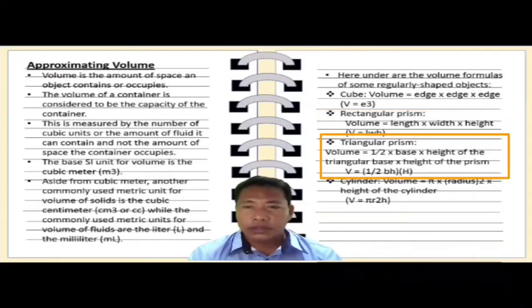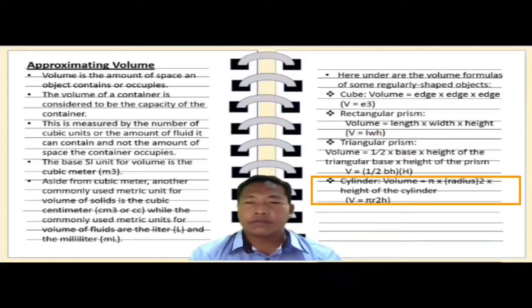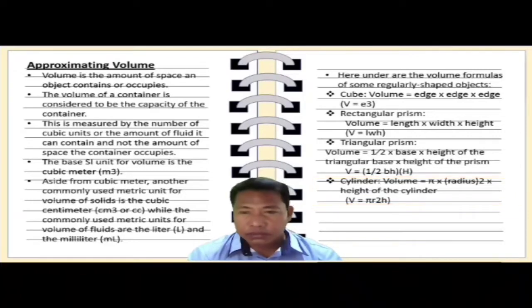Okay? Triangular prism, volume is equal to 1/2 times base times height of the triangular base times height of the prism. So we have V is equal to open parenthesis 1/2 BH close parenthesis and open parenthesis H close parenthesis. Okay? Cylinder, volume is equal to pi times radius squared times height of the cylinder. Okay? We have here the cylinder. V is equal to pi r squared times height. Okay.